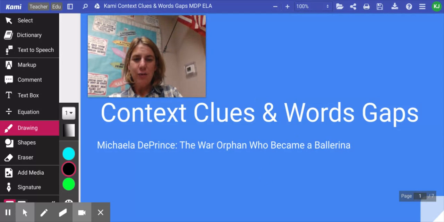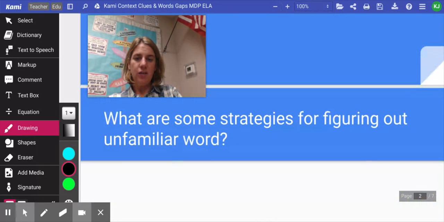Hi, today we're going to talk about using context clues and identifying word gaps to clear up confusion for Michaela DePrince. Let's take a look. So let's stop and think. What are some strategies that you use for figuring out an unfamiliar word?